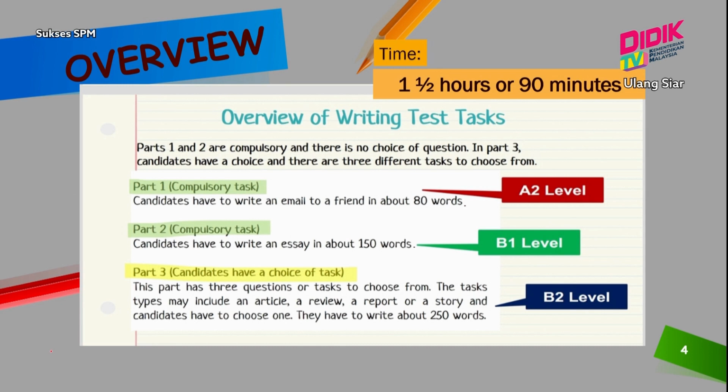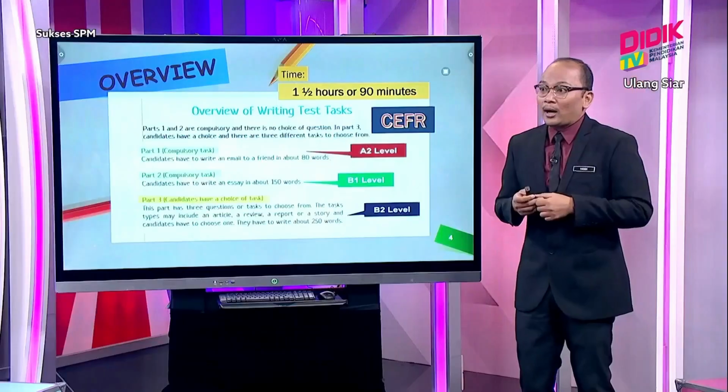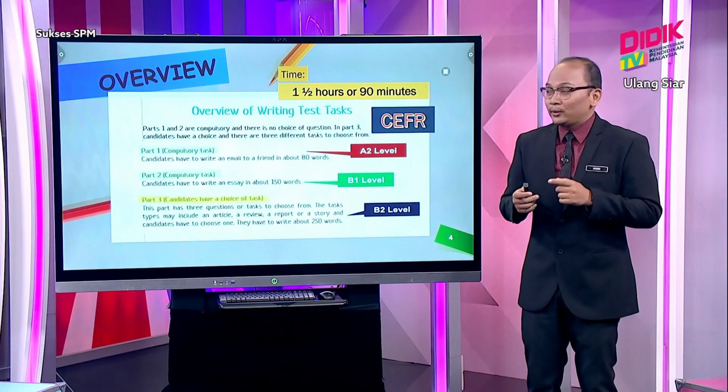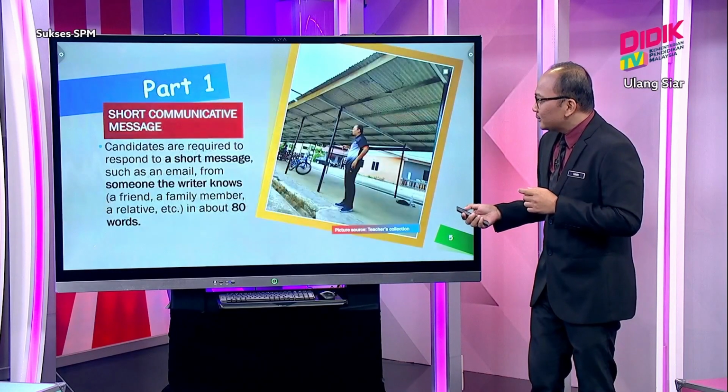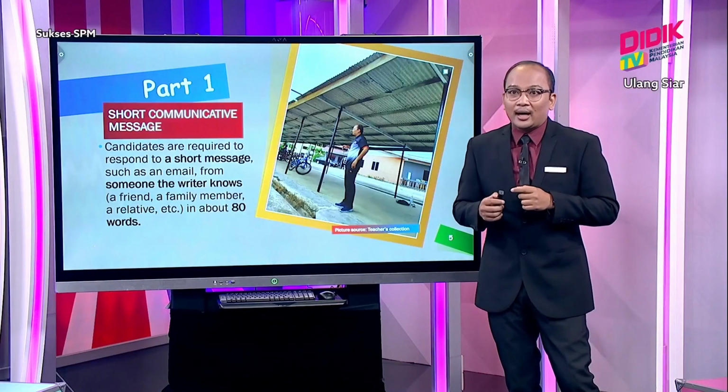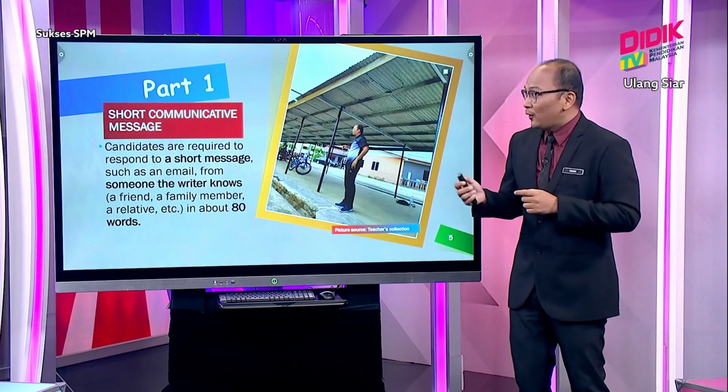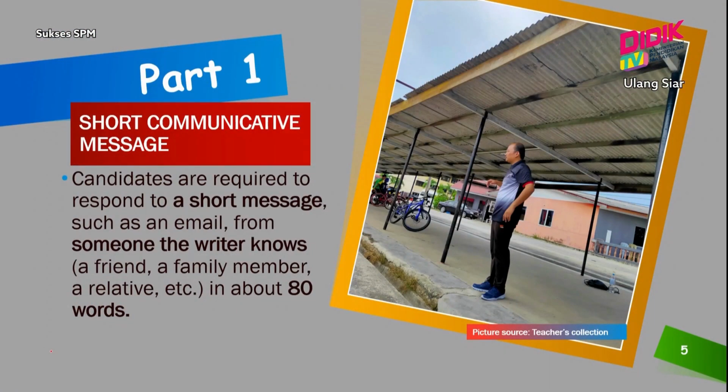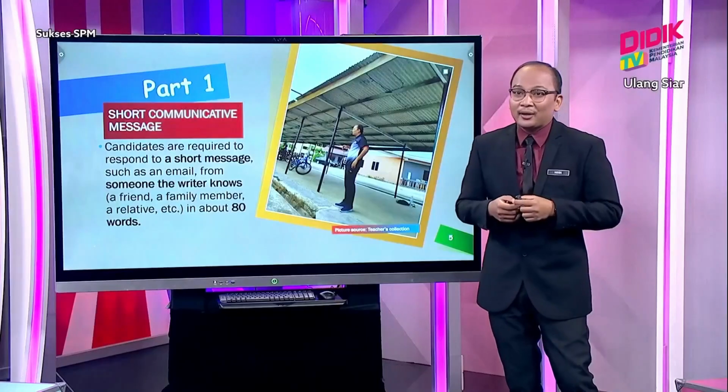And as you can see, there are levels over here. A2 level for Part 1, B1 level for Part 2, and B2 level for Part 3, and these are under the CEFR, which is what we are using right now for our testing. Please make sure that you follow this. These are among the things that we need to know, which are for Part 1, short communicative message. Candidates are required to respond to a short message, such as an email, from someone the writer knows, a friend, a family member, a relative, etc. And this should be written for about 80 words.